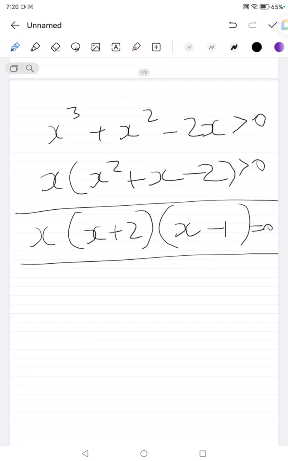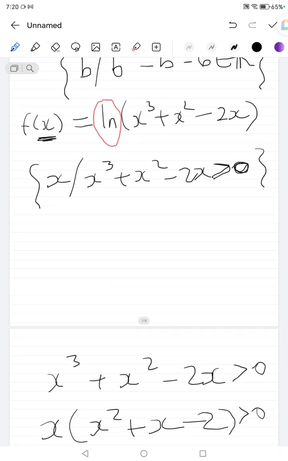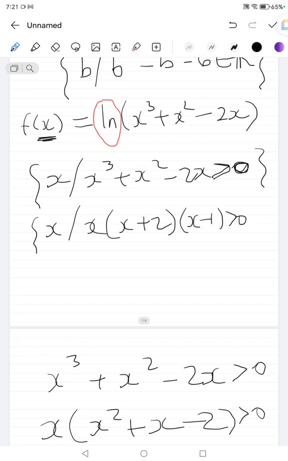It means now we're going to be having our x equals 0, or our x would be equals to minus 2, or our x would be equals to 1. I'm not sure, are we going to include all the steps this side? Okay, I'll just include this one that I'm seeing here. We can say we have x into x plus 2 into x minus 1, this is greater than 0.